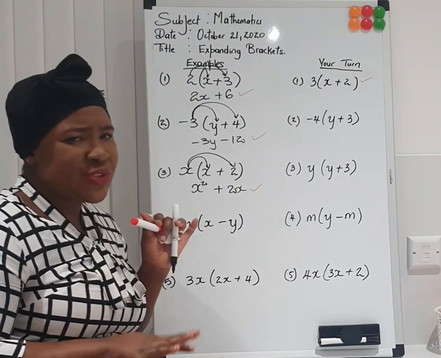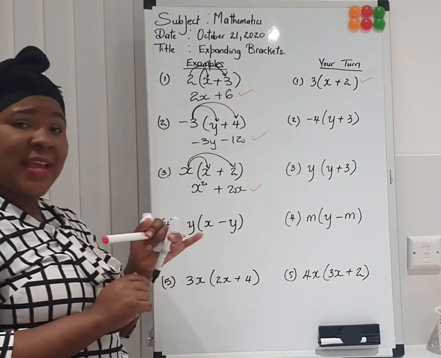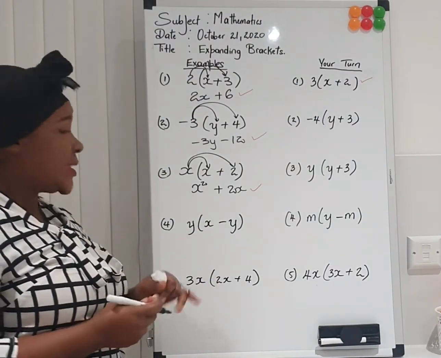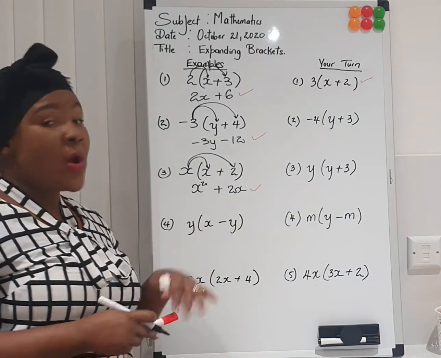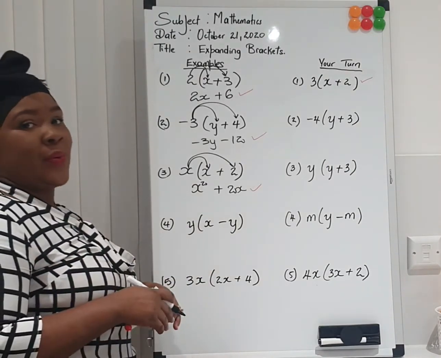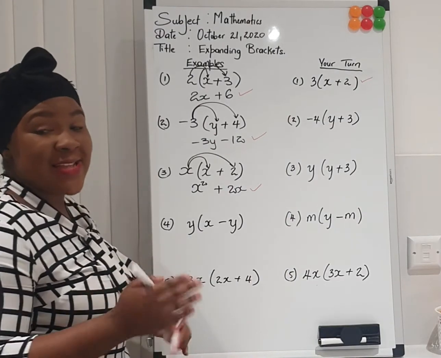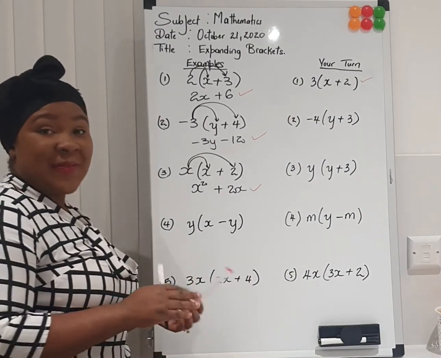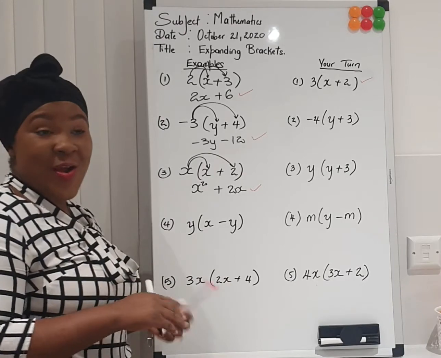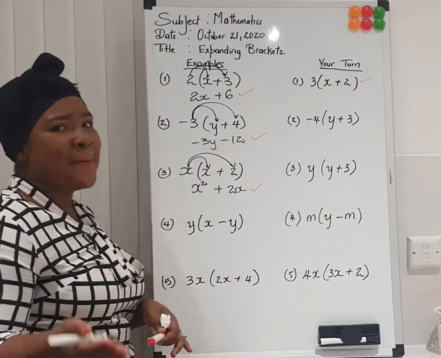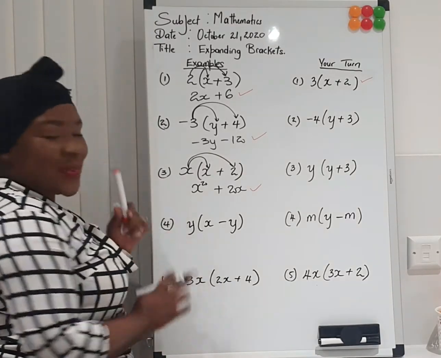And if you're not so sure about x times x being x squared, let's do a little practice. So x times x is x squared. What is y times y? Oh, y squared. What is m times m? m squared. What is a times a? a squared. What is alpha times alpha? Alpha squared. What is maths times maths? Maths squared. Alright? So that's it.